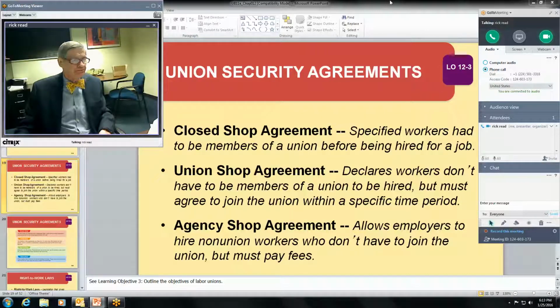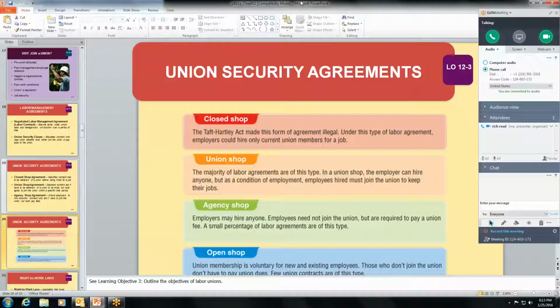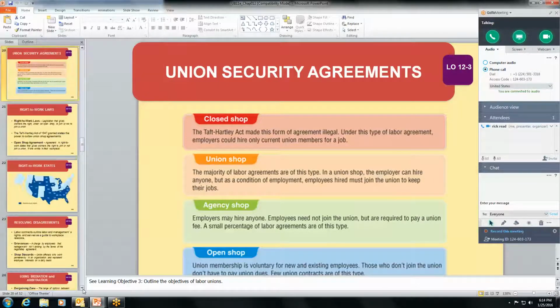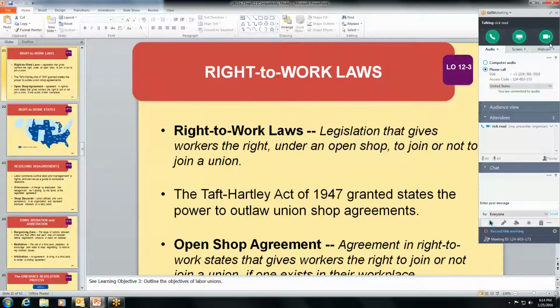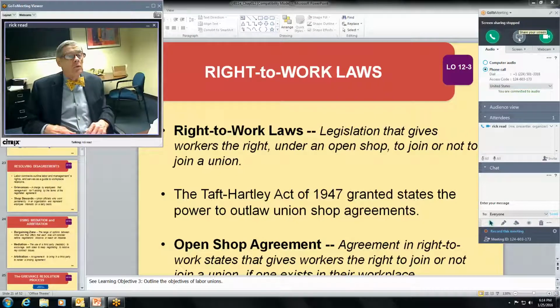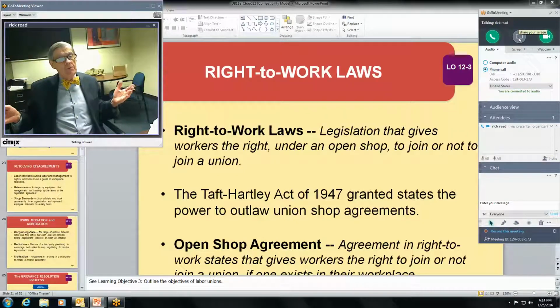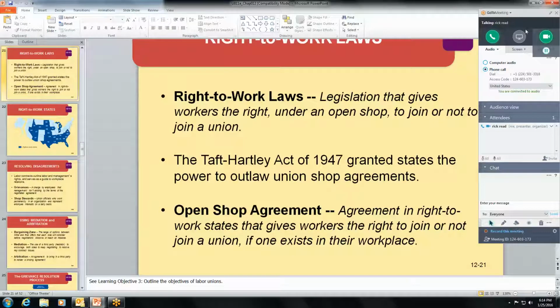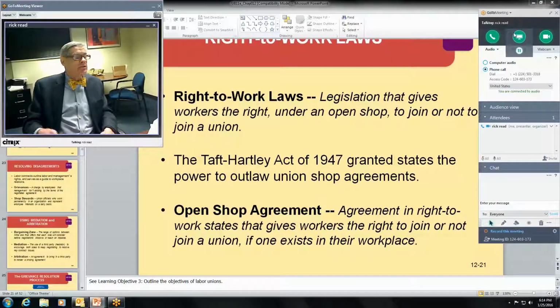And these are just specifying what happens. Like I said, the closed shop agreement was outlawed under the Taft-Hartley Act. A number of states have what are known as right-to-work laws. Workers under an open shop agreement can join or not join the union. The Taft-Hartley Act allowed that. And with the open shop agreement, right-to-work states, this is important to know, gives workers the right to join or not join a union if one exists in the workplace.